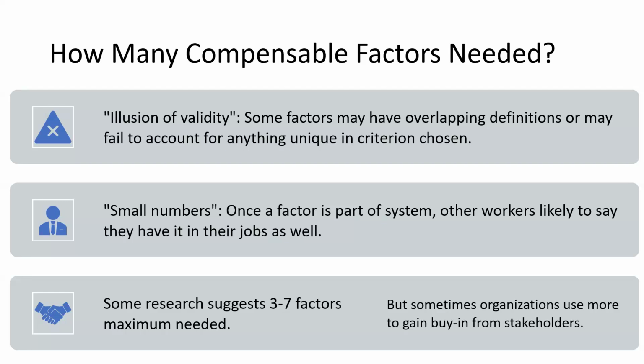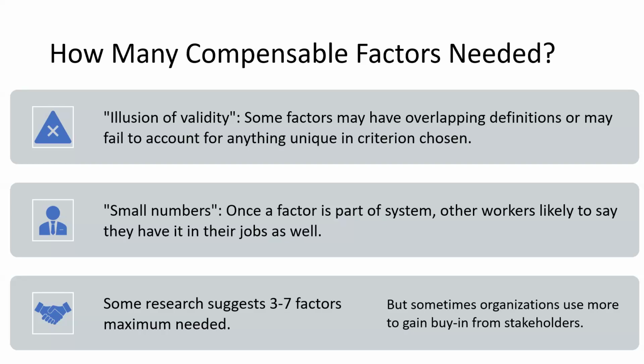Some research in our book alludes to this, suggesting that most organizations really only need 3 to 7 compensable factors to create an internal structure for all the jobs in their organization. However, there's a really great example in the book of an organization that has 21 compensable factors. And when researchers reversed the process, so they took the internal structure that the organization had and then reversed it to figure out how many compensable factors would explain the differences in jobs that created the internal structure they already had, they found that they actually only needed about 3 factors.